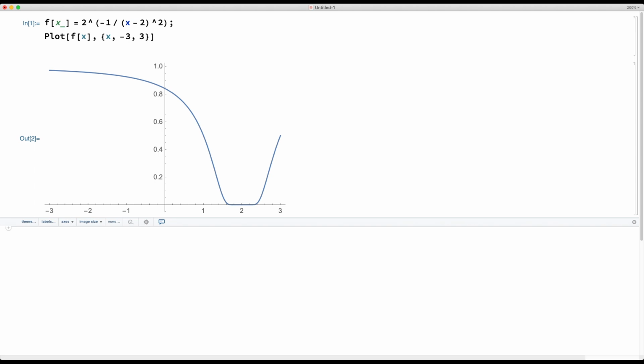So what we want to kind of do is investigate 2.